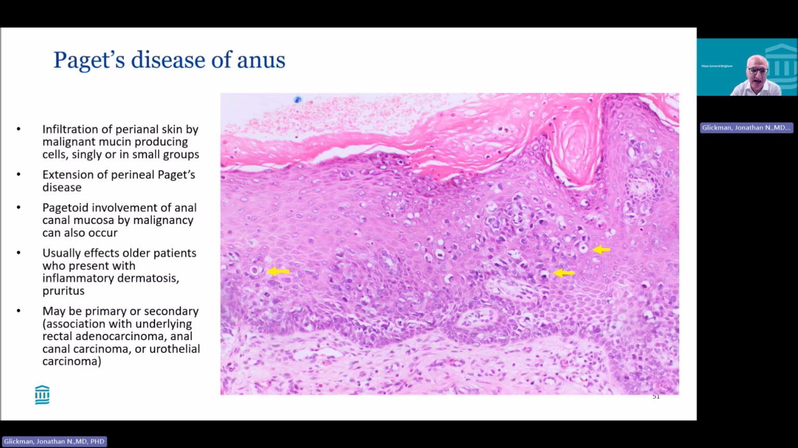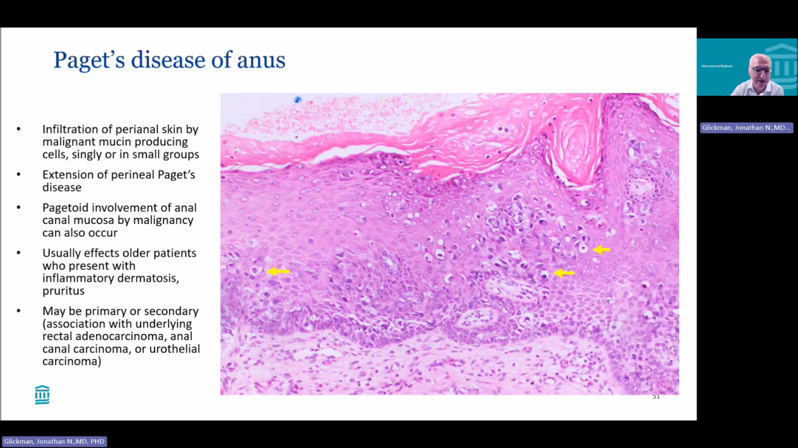I want to say a little bit about Paget's disease of the anus. Pagetoid spread or Paget's disease is defined as infiltration of the perianal skin, generally that area, by malignant mucin-producing cells, often singly or in small groups. So here's a perianal biopsy showing some of these Paget cells here. It can also occasionally involve the anal canal as well.